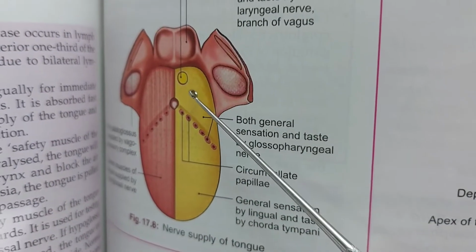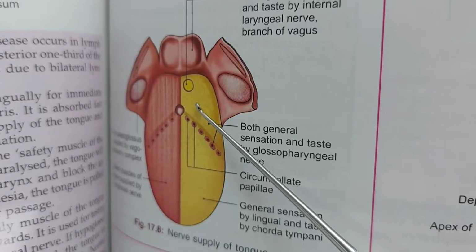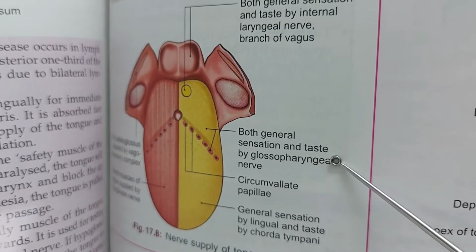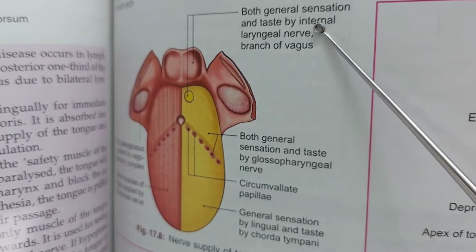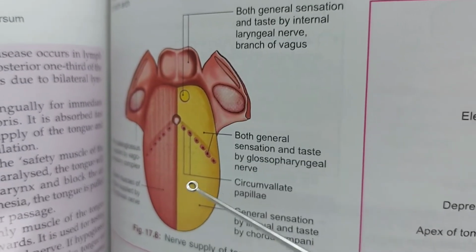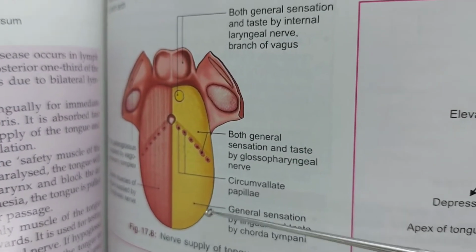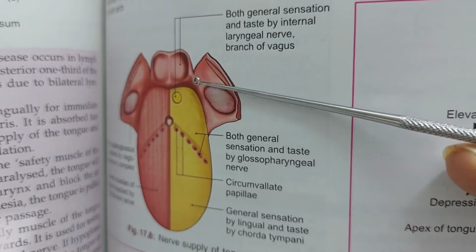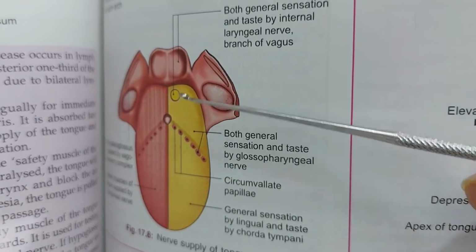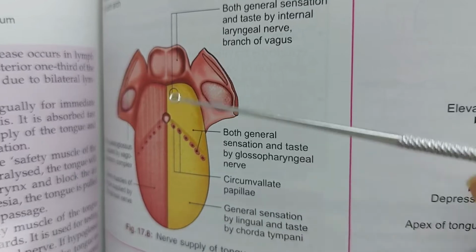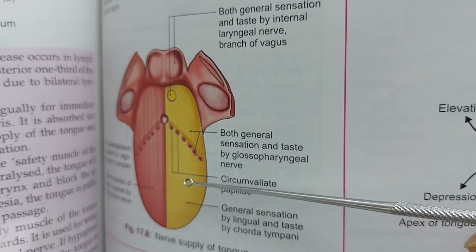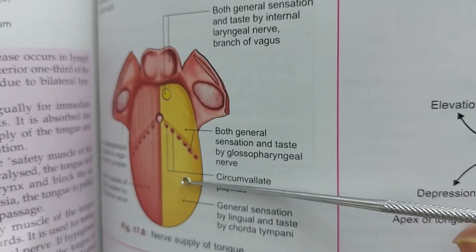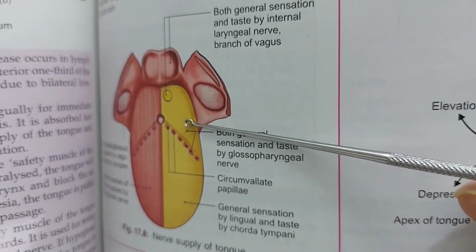General sensation from the posterior part of the tongue is carried by the glossopharyngeal nerve, and this part by the vagus nerve. So general sensation of the three parts of the tongue is carried by three different nerves. Here is the lingual nerve, here is the glossopharyngeal nerve, and here is the vagus nerve.